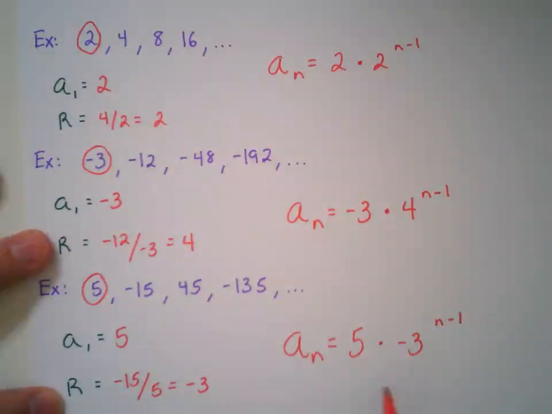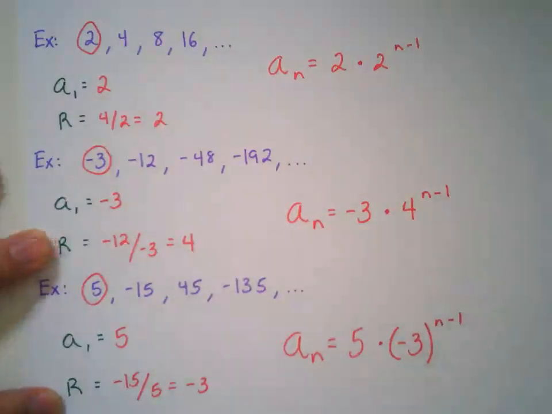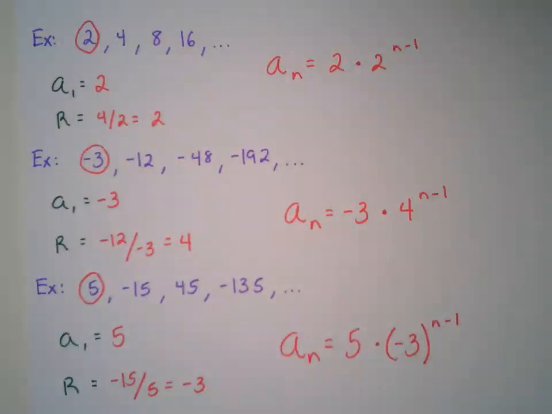Just a heads up, usually when you have a negative common ratio, they like to put that in parentheses. So you may see that in parentheses just to keep the times and the negative separated. I like to put parentheses in between those. So something to keep in mind there, but that is how you set up that formula.